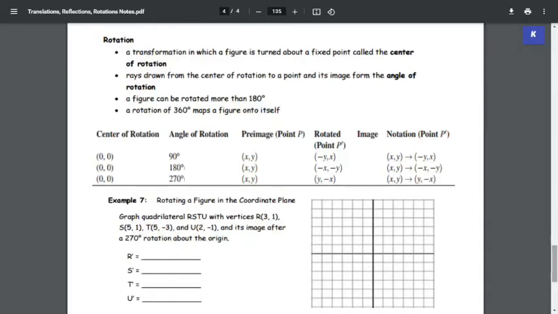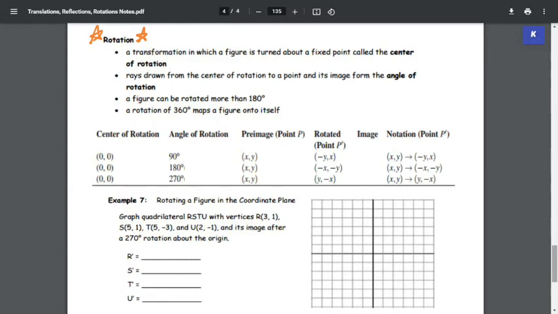Okay, our last transformation that we are going to look at is rotations. I know I just said that reflections can be tricky. This one might be one of the trickiest. It's a little weird compared to our others. But it's kind of like where we have a line of reflection that we reflect over.